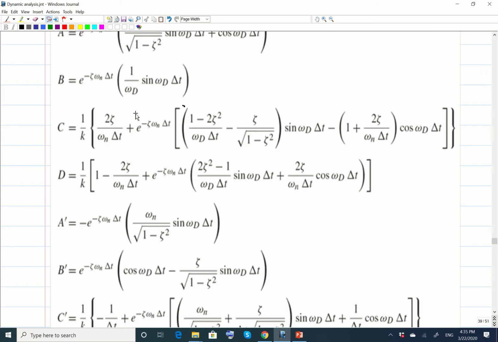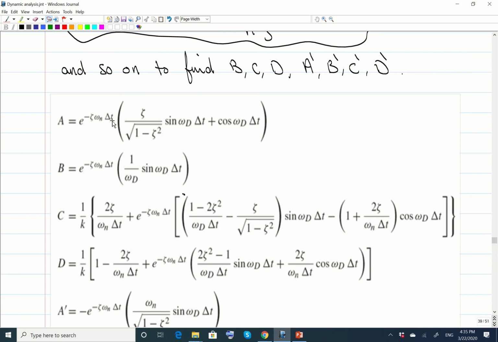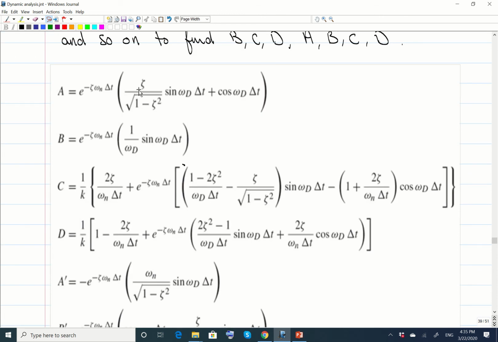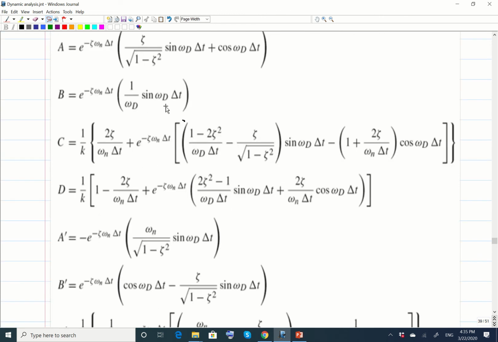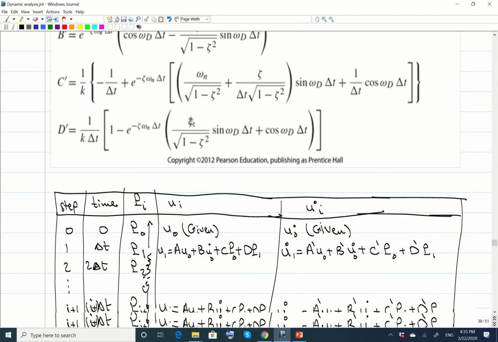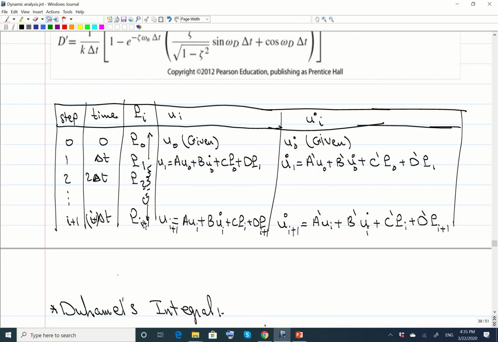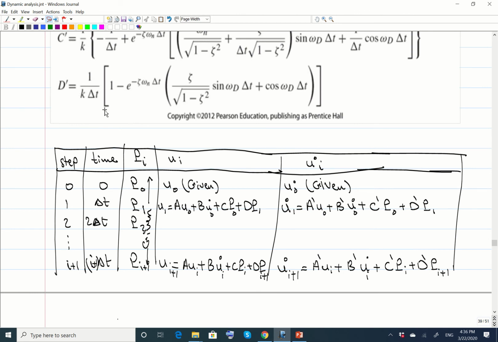You're going to find all those constants based on how much is zeta and how much is omega n. Delta t is the sampling interval; you just see how much is the spacing of the data points for the earthquake ground excitation. Zeta, omega n, and omega d will be given to you in the assignment. And then you fill up that table. You have P node, which you import from the internet for the El Centro ground acceleration. You start with 0 and 0, and then you find the factors A, B, C, D, A prime, B prime, C prime, D prime.